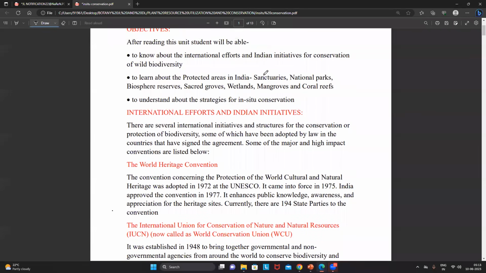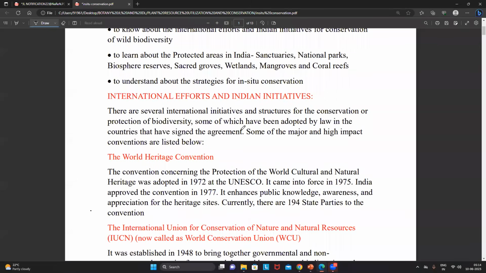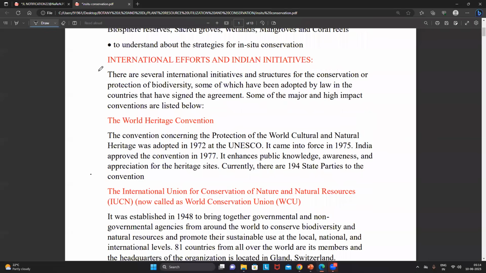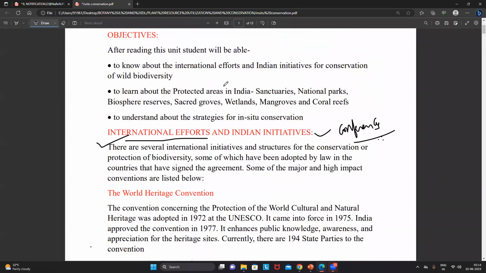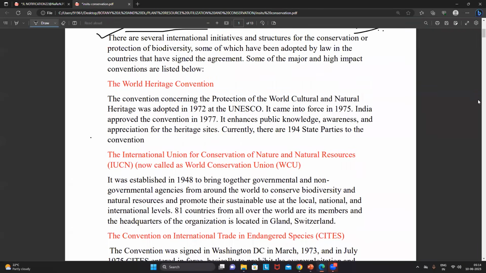Just try to understand. As I am telling you once again, in this particular chapter, most of the information you have to remember for the exam. So first is the international efforts. What you have to remember here is the international seminars, conferences, or international organizations which were held and which protect all these biodiversity hotspots. All of you have to remember this compulsorily.